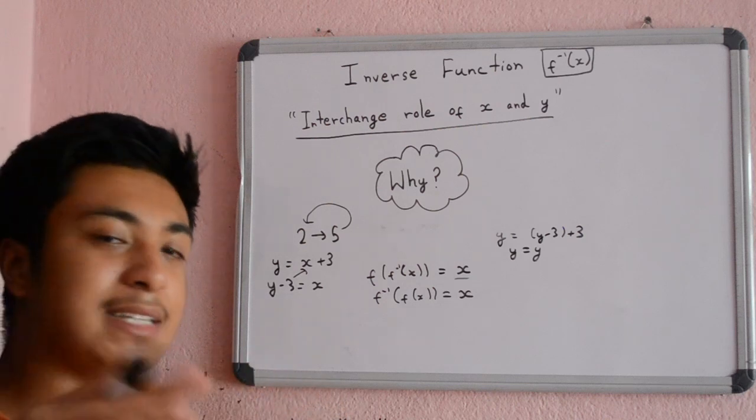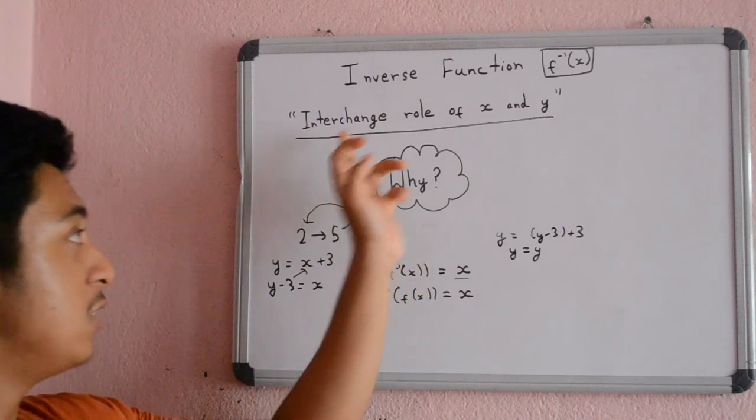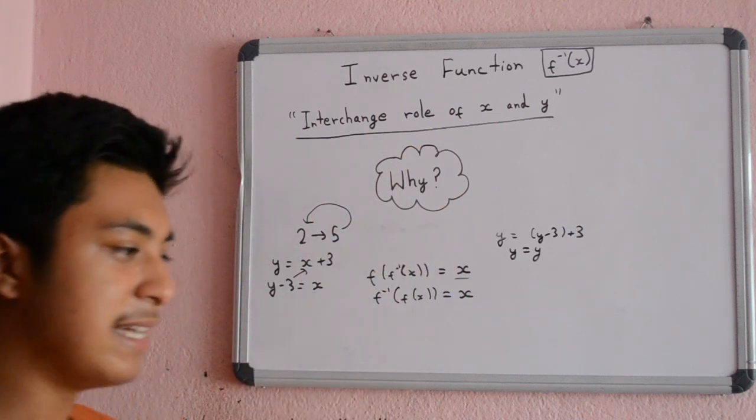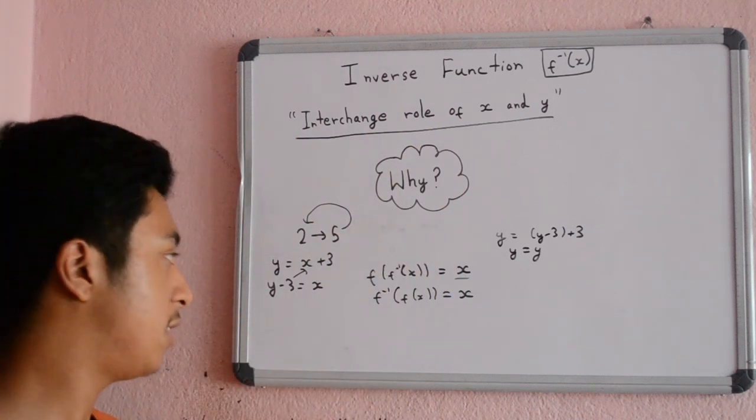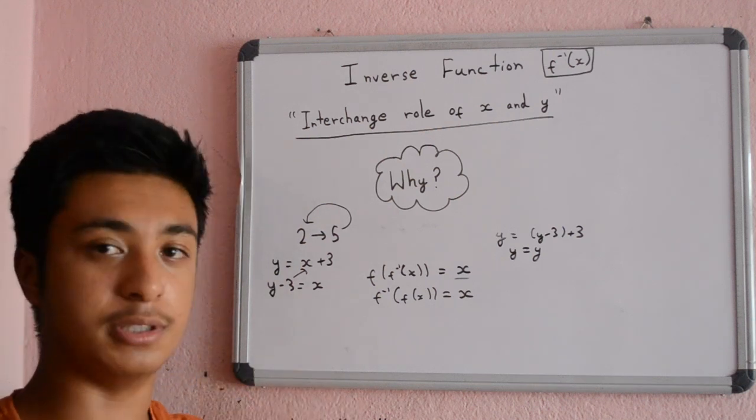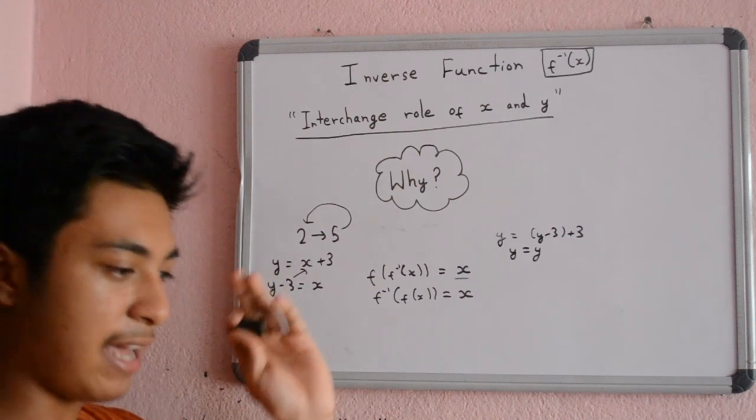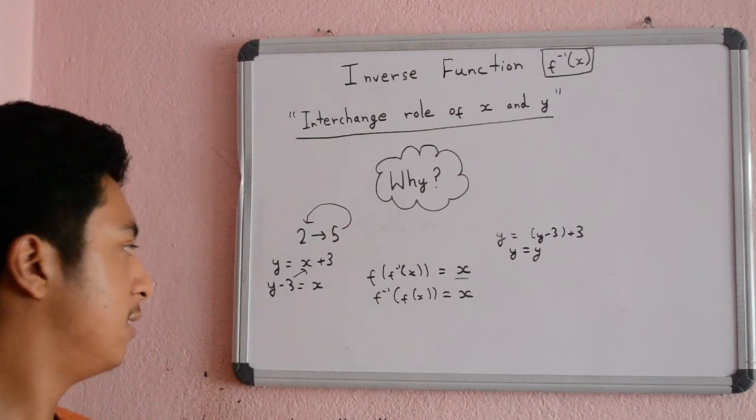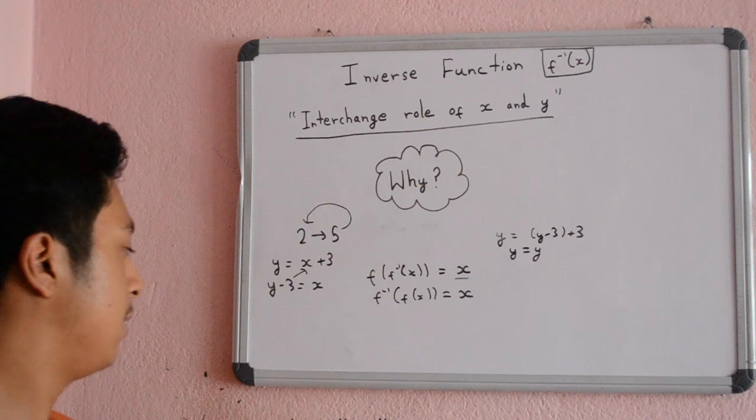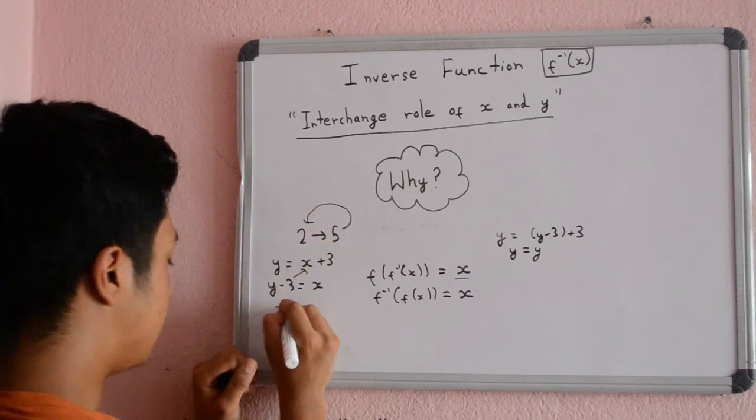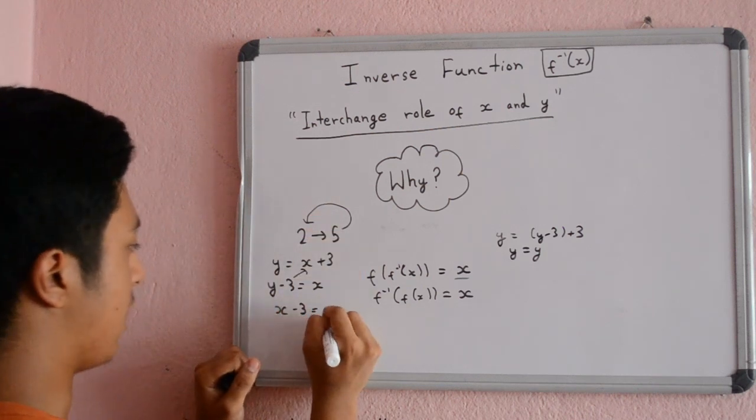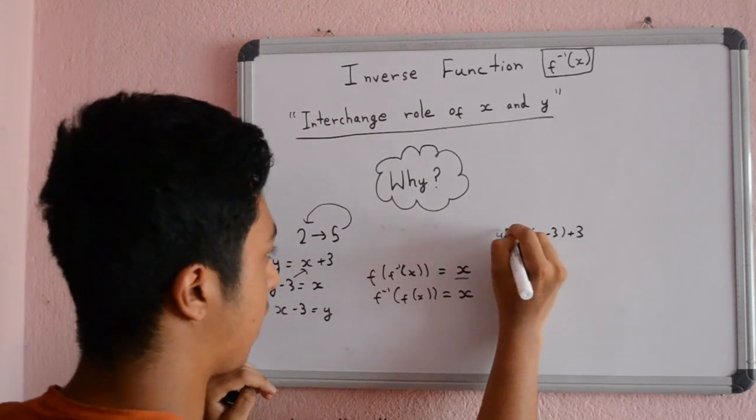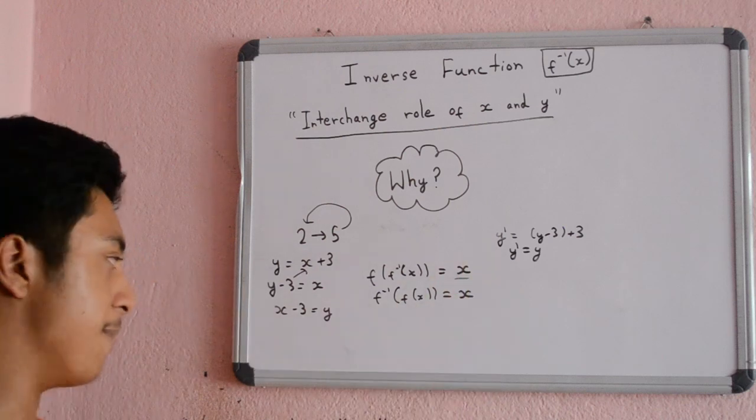So here is the fact that will help you. We interchange the role of x and y because at the end they are just dummy variables. They can be interchanged and it will change nothing, because they are simply numbers. This takes a number and makes it into another number, and that is it. So at the end you will write x minus 3 equals y, and this y is not our original y, don't be confused. So I'll write y prime.